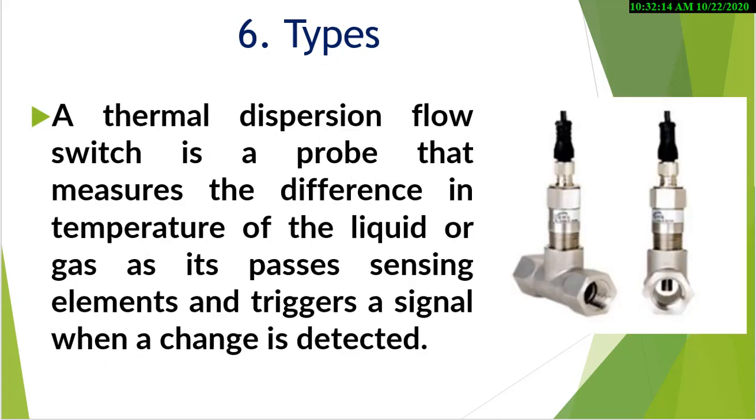A thermal dispersion flow switch is a probe that measures the difference in temperature of the liquid or gas as it passes sensing elements and triggers a signal when a change is detected. There is no paddle in this type, only sensing elements. It is also a different type of flow switch.